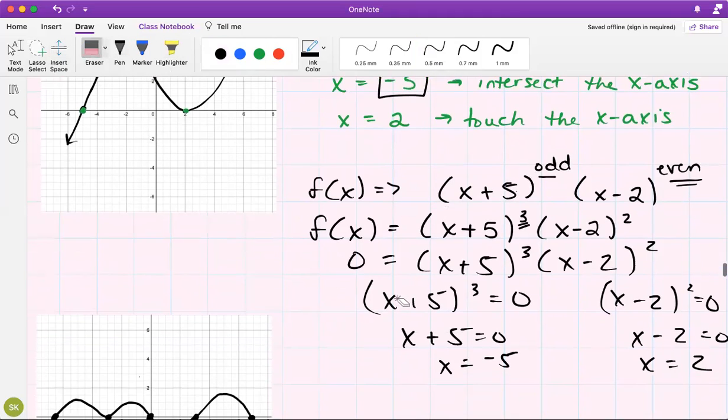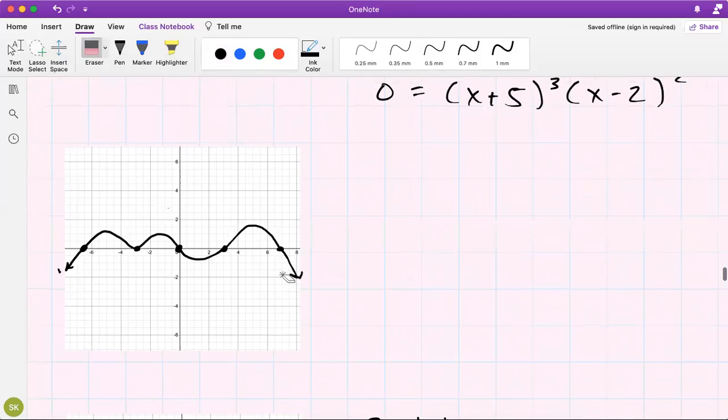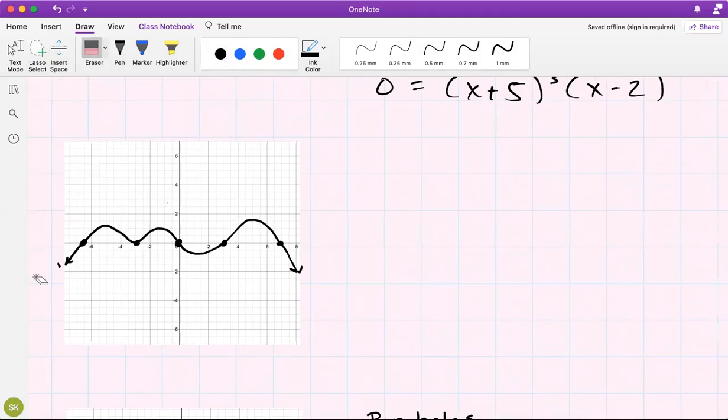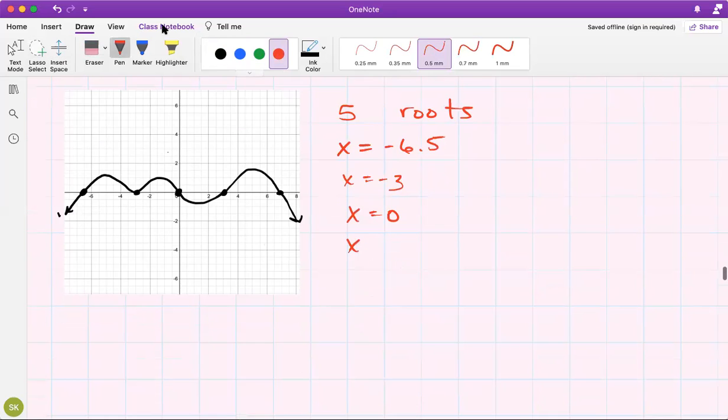I want to show you another example. So here I have some kind of polynomial function. Notice that this side goes down and this side goes down. Notice that I have 1, 2, 3, 4, 5 roots. Let's write this down. This function has 5 roots. What are the roots? So x is equal to, this looks like -6.5, because here's -6, 2 of these is equal to 1 unit difference, and it goes through this one. Then we have x is equal to -3. Then x is equal to 0. X is equal to 3, and x is equal to 7.